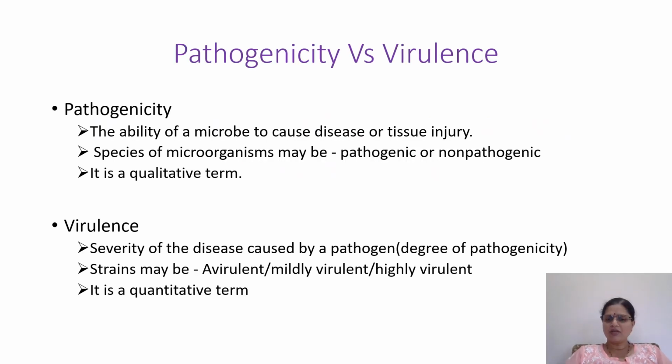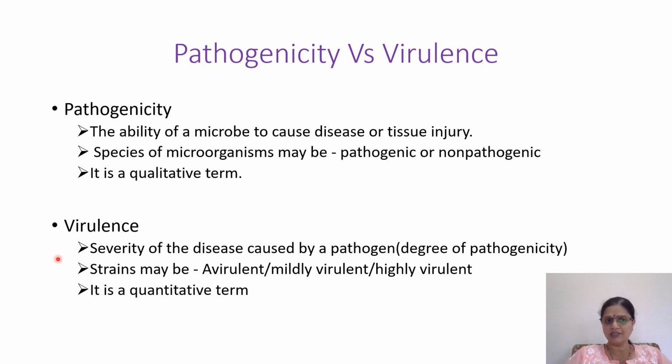Whenever pathogenicity is being studied, these two terms you will always come across, pathogenicity and virulence. So are they the same? Are they different? This is what we are going to see here. Basically, pathogenicity is defined as the ability of a microorganism to cause disease or to cause tissue injury. So here it is either present or absent. So it is basically a qualitative term. A microorganism will be a pathogen or it will be a non-pathogen. Pathogen means it can cause the disease. Non-pathogen means it cannot cause the disease. So this is what pathogenicity talks about.